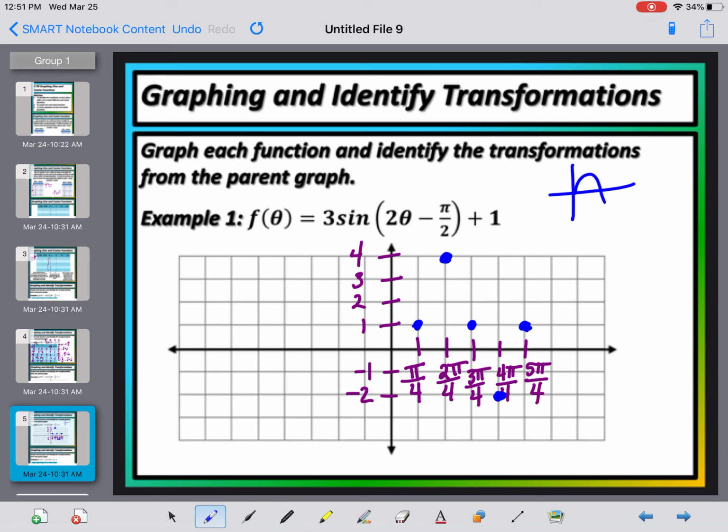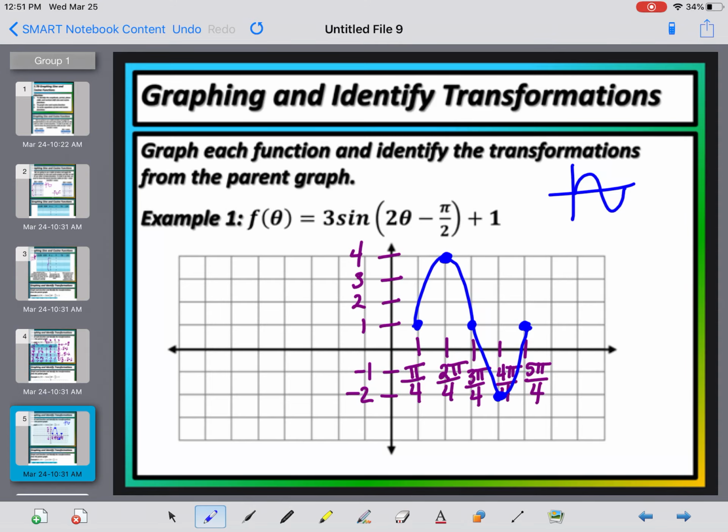Okay, remember what the shape of sine looks like, because otherwise these points just kind of look random and you're not sure how to connect them. So we only graph that one period, and this would be perfectly fine. This is a complete graph for this sine function.